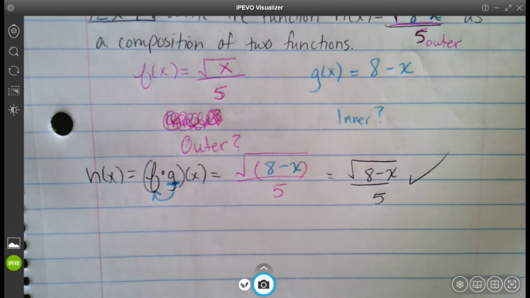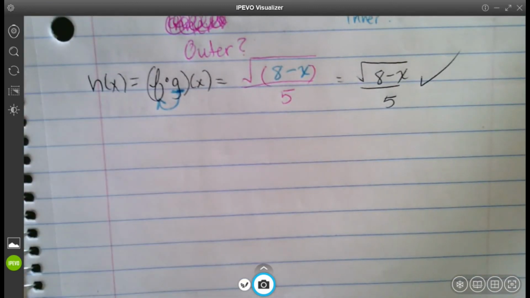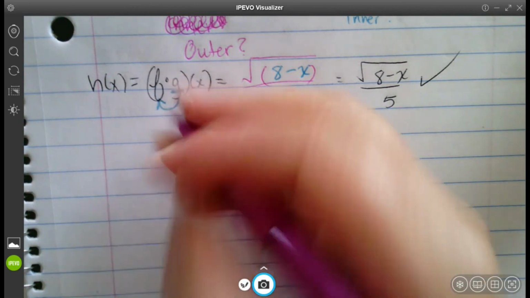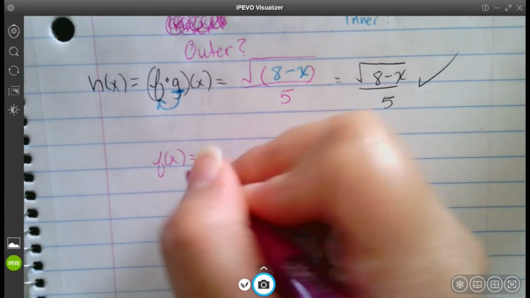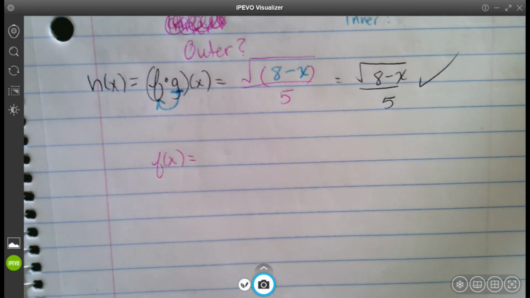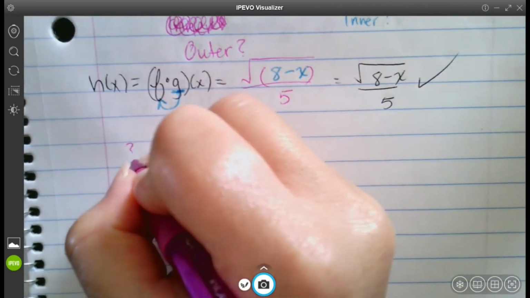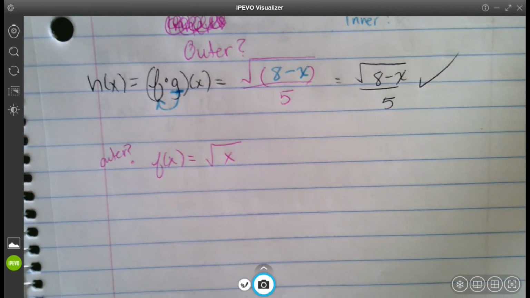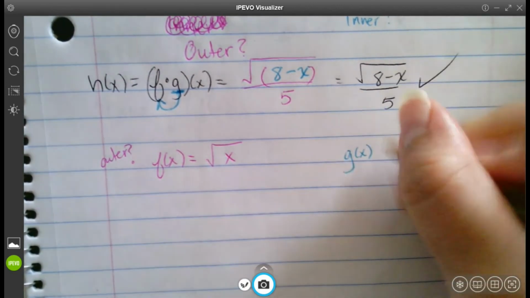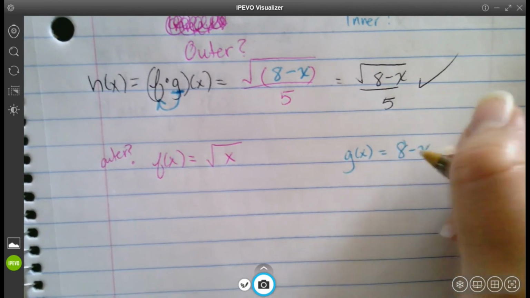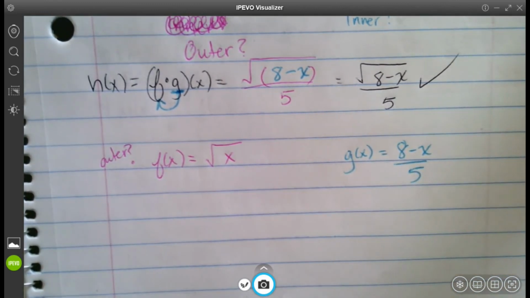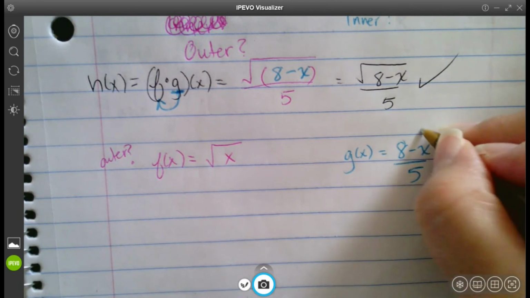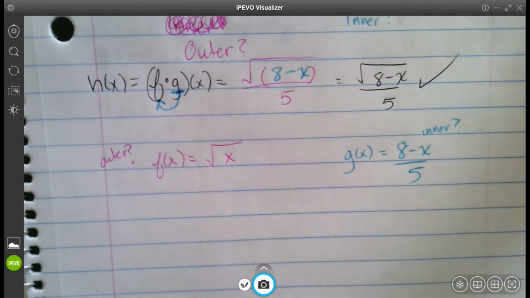Now let's say you didn't get it the first time. Let's say you picked something else. I'm just going to make something up here. Let's say we decided f of x is going to be just the square root of x, so this would be my outer, maybe. And I think g of x is going to be 8 minus x over 5, and I'm going to put the 5 here too, because I know there's a 5 there, so you have to include it somewhere. So let's say this would be the inner.